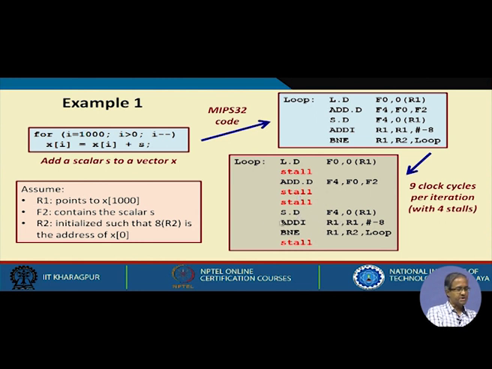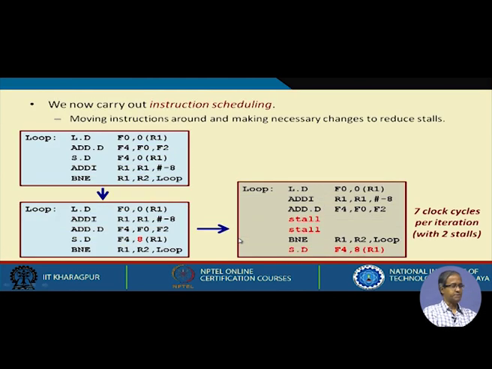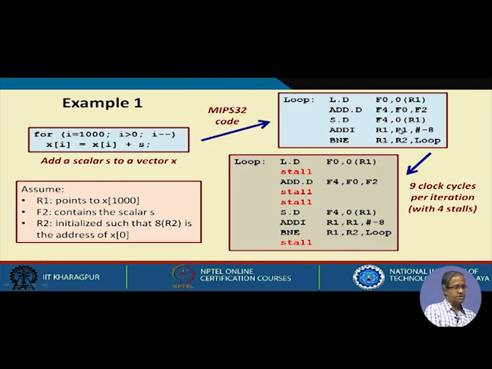Here there is no dependency, and one thing we mentioned is that for a branch there will be 1 stall cycle as usual. So for every branch there will be 1 stall. You see that this loop, which consists of 5 instructions, will actually require 9 clock cycles per iteration, with 4 stalls. This is what this code gives. So this was our code.